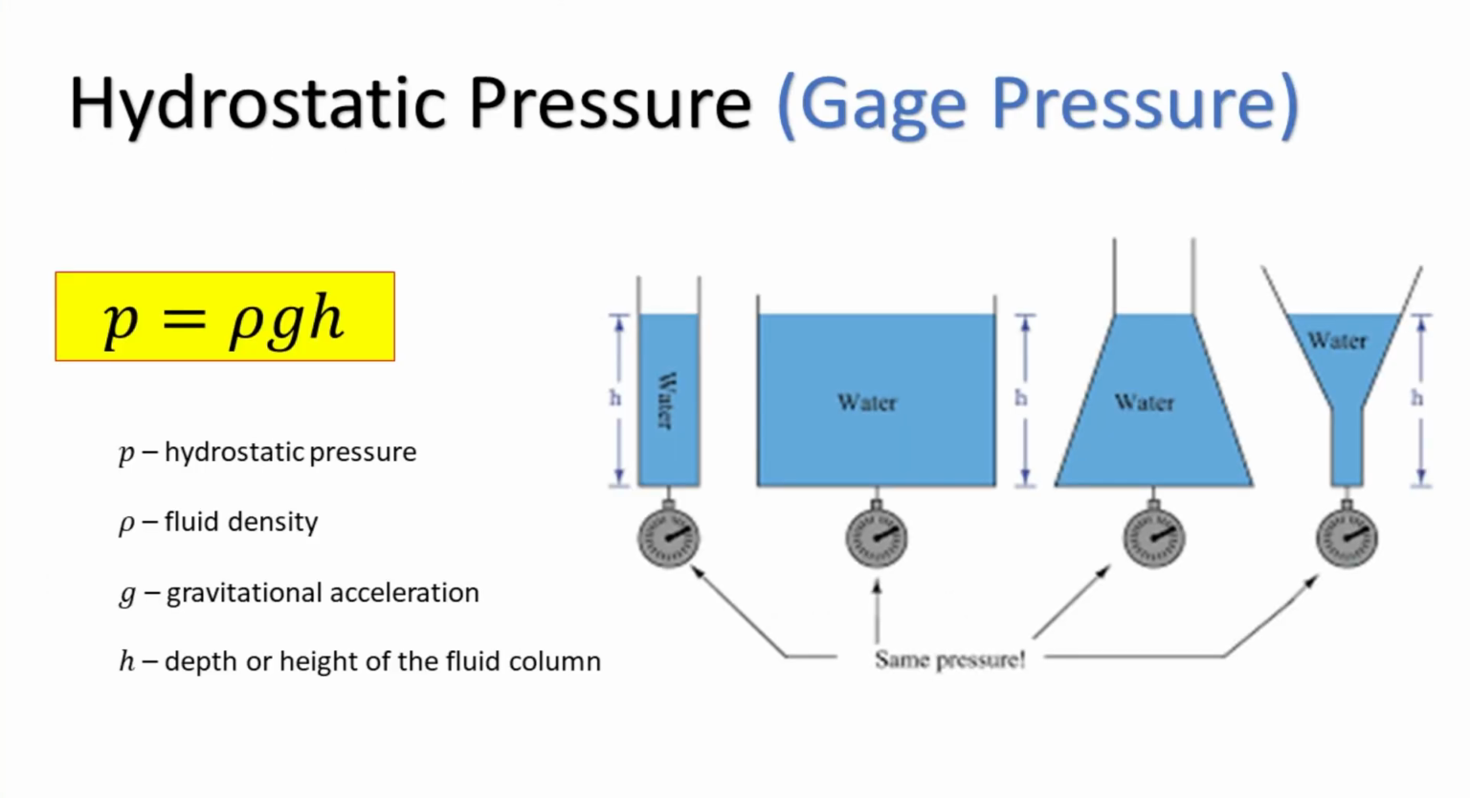Hydrostatic pressure can be computed using the following equation. Pressure equals density times gravitational acceleration times the depth from the surface of the fluid to the specific location in the fluid. P equals rho g h in this equation. P represents hydrostatic pressure, rho denotes the fluid density, g is the acceleration due to gravity, and h signifies the depth or height of the fluid column.